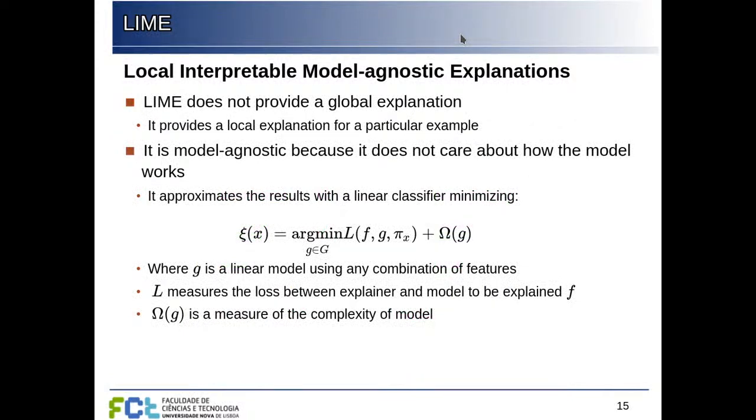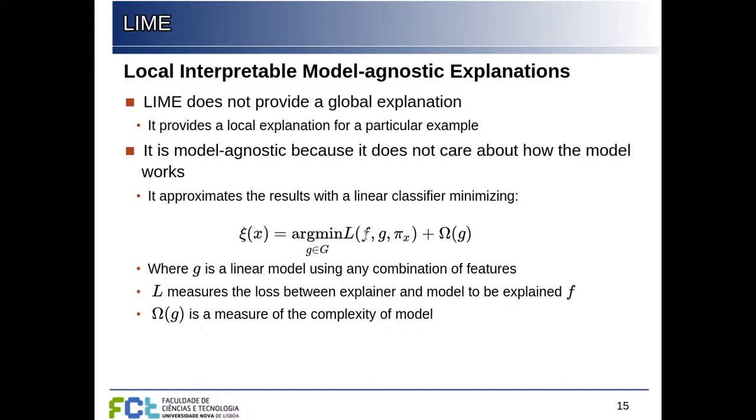So LIME does not provide a global explanation. It doesn't look at all the examples or all the landscape of that decision surface. It just looks at one particular example and does a local approximation so that we can interpret how that example is being classified. And it is model agnostic because it doesn't really look at how the model works.